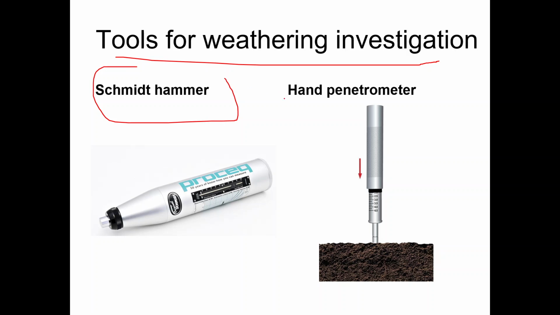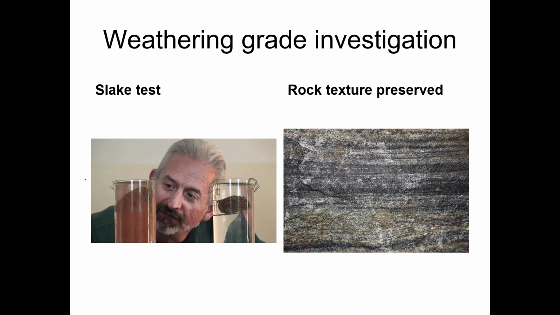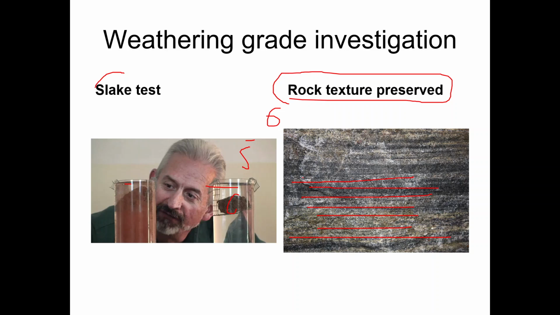So these are example tools that you can use for weathering investigations. You use the Smith hammer, and you can use a hand penetrometer like this. You can use the slake test: you put your sample in a jar and add water. If it readily slakes in water, it is grade 5. Now, rock texture: what does rock texture mean? If it is grade 6, you cannot see the rock texture. This is an example of rock texture. You can see the alignment of the mineral layers like this. If it is still present, you can see this layering like this. So the rock texture is still preserved like this.